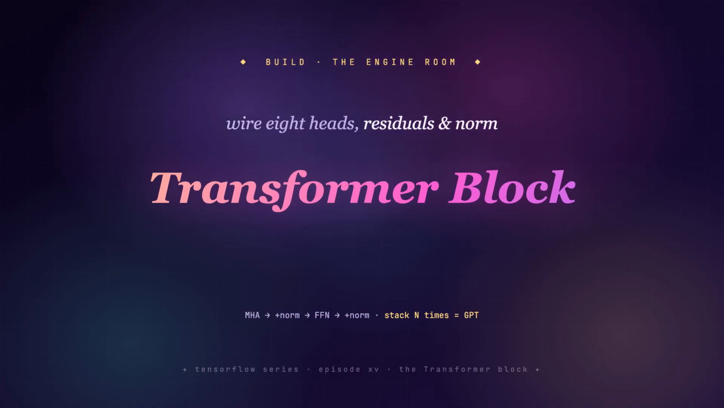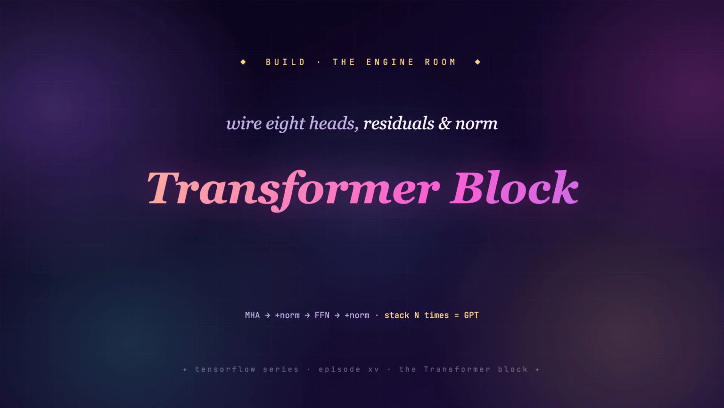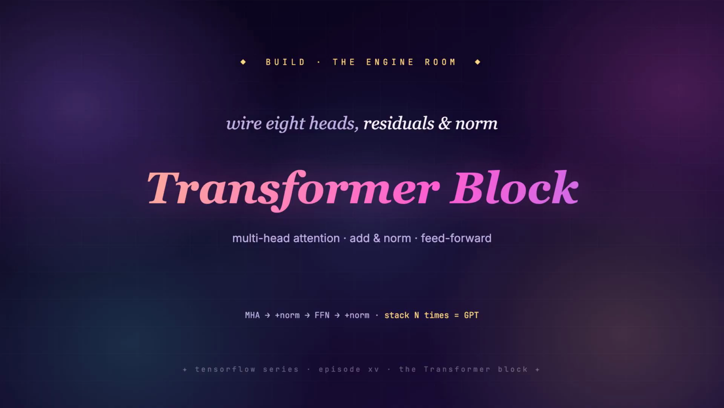Today we take that one head, multiply it and wrap it in the scaffolding that makes deep networks actually trainable: residuals and layer norm. By the end, you'll have assembled the real thing, the transformer block. We're still in the build stage of our pipeline, but this is the deep end of it, the engine room.